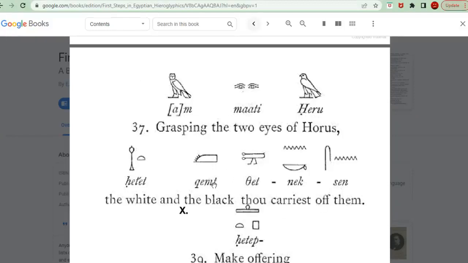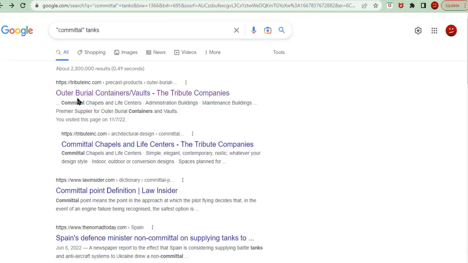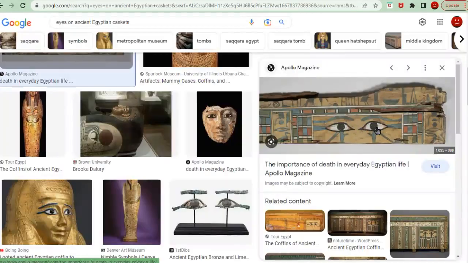You know, and it's the commit, K-E-M-T. The commit, and then the T-H-L-T. The committal tanks in. The committal tanks in. And if you Google a committal tank, you know, what's going to come up on top is outer burial containers. Committal chapels, containers and vaults, the casket, the committal tanks, to commit them to the ground, to commit them to the ocean. And so this ought to tell us what these eyes mean on these old committal tanks.